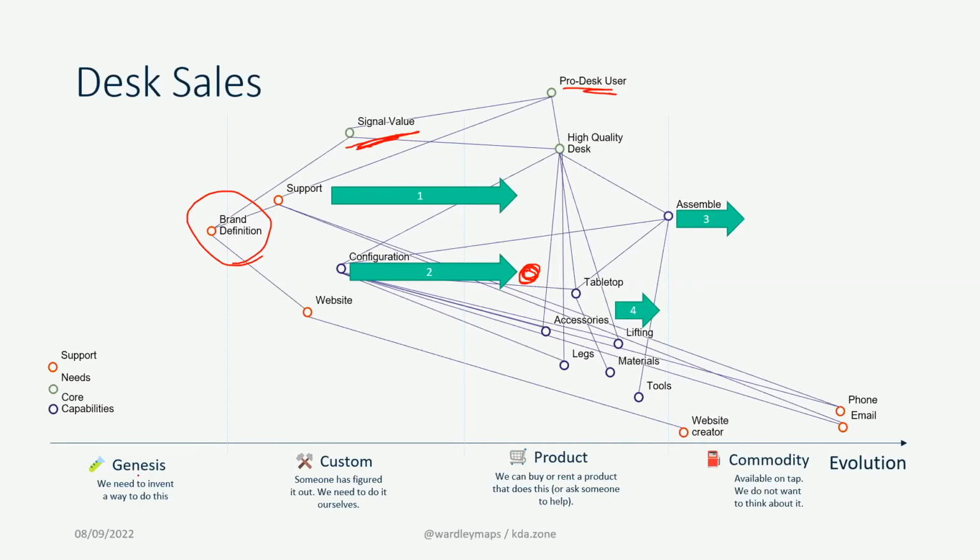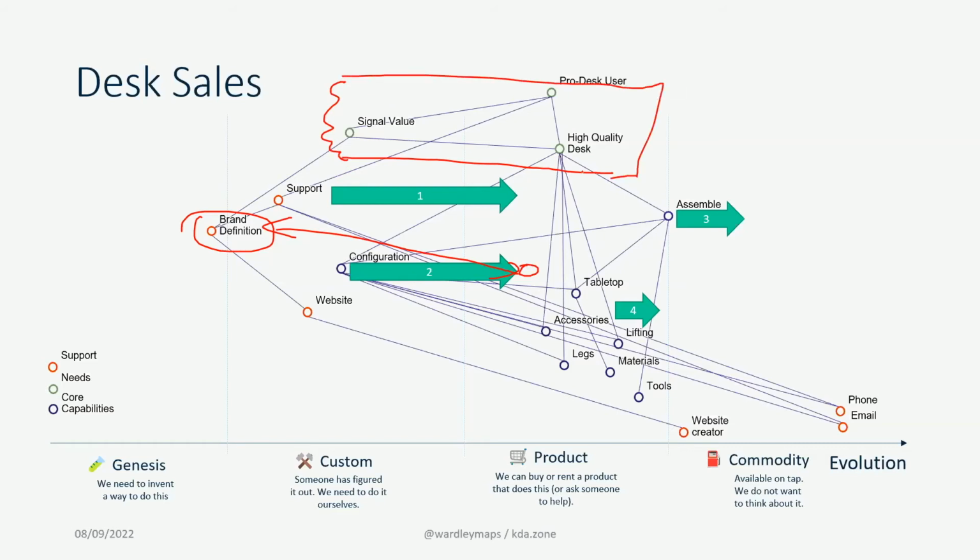And for this particular company, brand definition sits in the Genesis space, which means that they are building those pro desk user high quality desks, but they have really no idea what the selling points are and why customers are buying from them. You get here a potential conflict. So again, this stuff may conflict with this one. And in order to resolve that conflict, you actually have to spend time either trying to understand or experimenting with why people are buying from you.